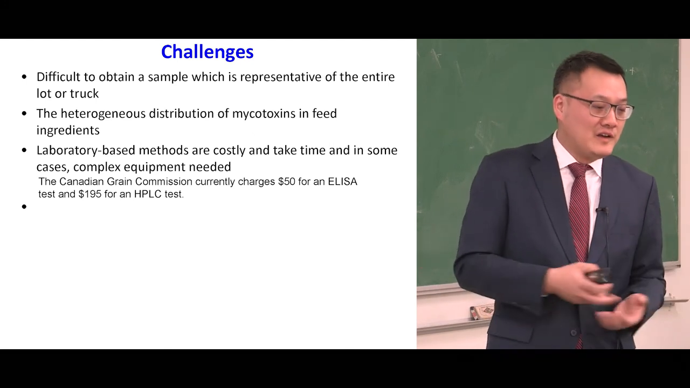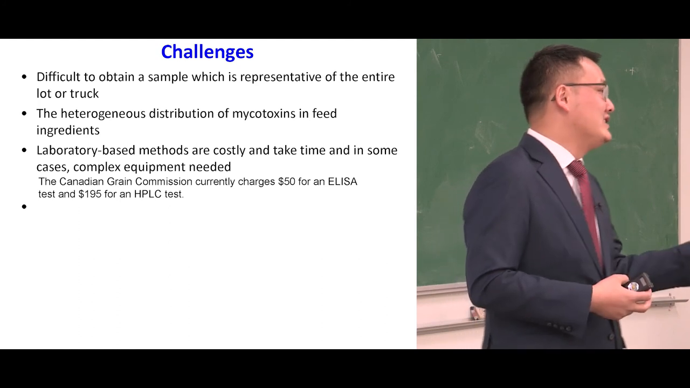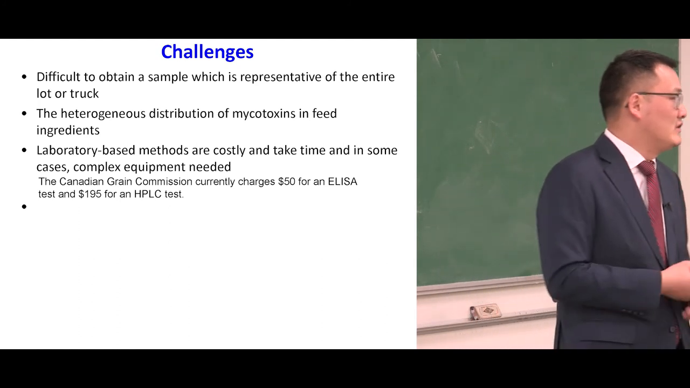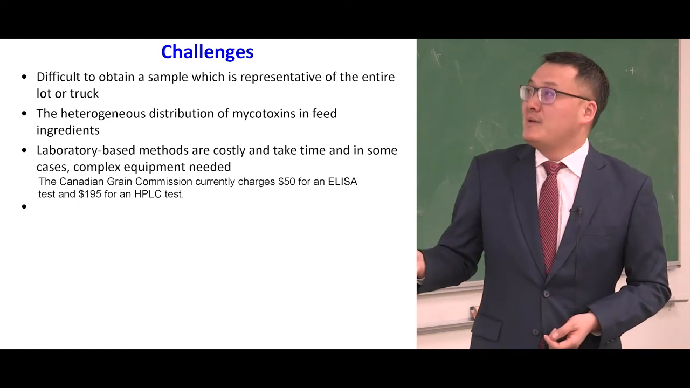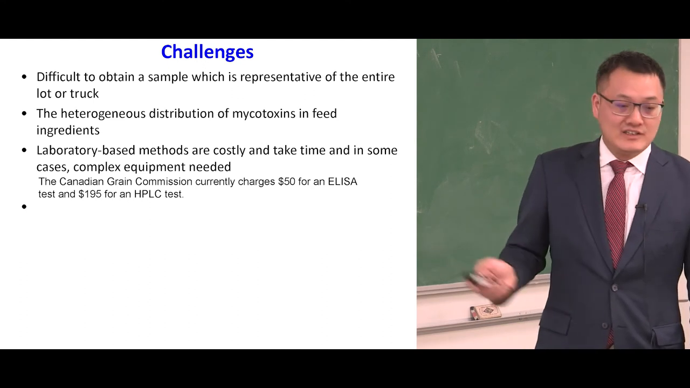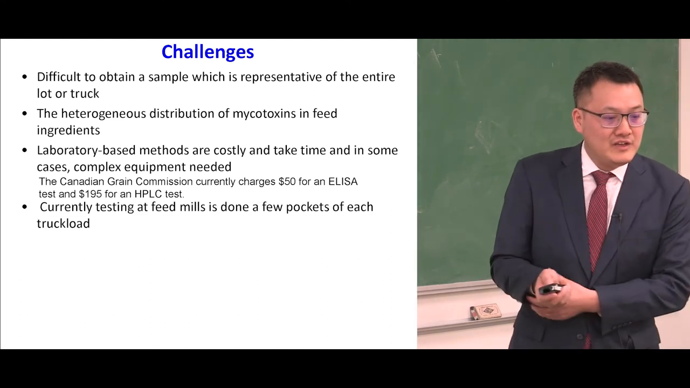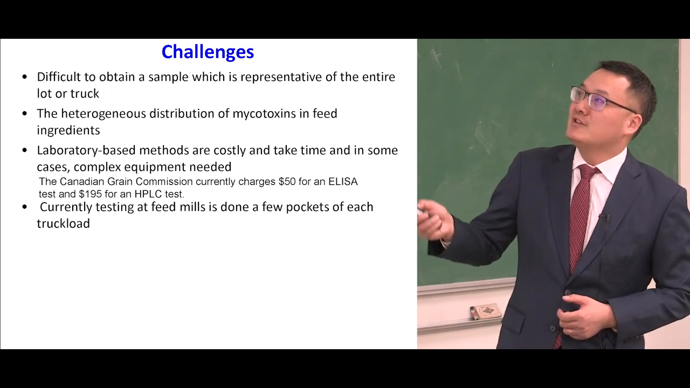Because the feed mill and the feed industry is a commodity business, the margin is quite low. Usually in Canada, it's 1-3% net profit in the feed mill. So if you spend too much money on detection, it's not affordable. And currently, testing at the feed mill is done on just a few pockets for each truck lot.